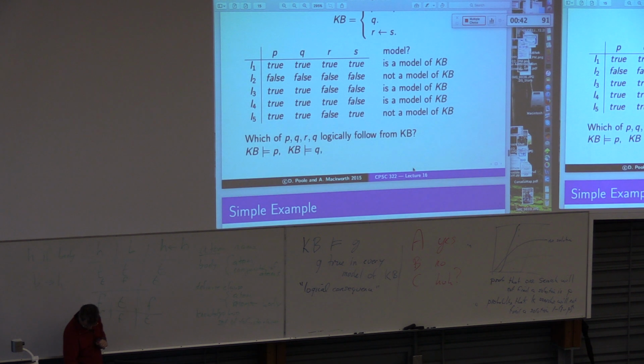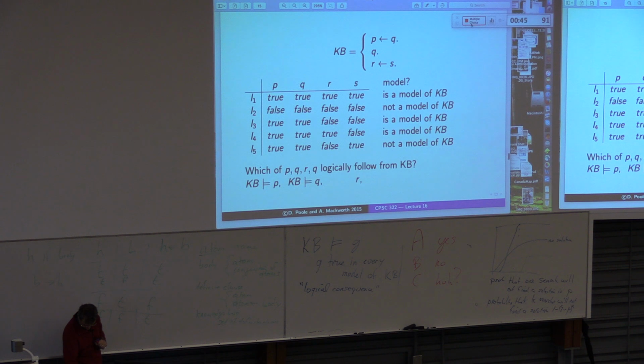Let's go up to here. What about R? Is R a logical consequence? Does R logically follow from it?